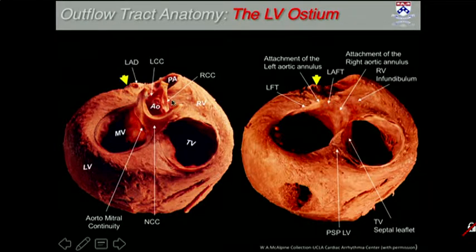This area is the mitral and the aorta, but since the aorta and the mitral have no muscle tissue, when Mahalman resects all these structures, all the valve structures, he ends up with this circle here, which is called the LV ostium.